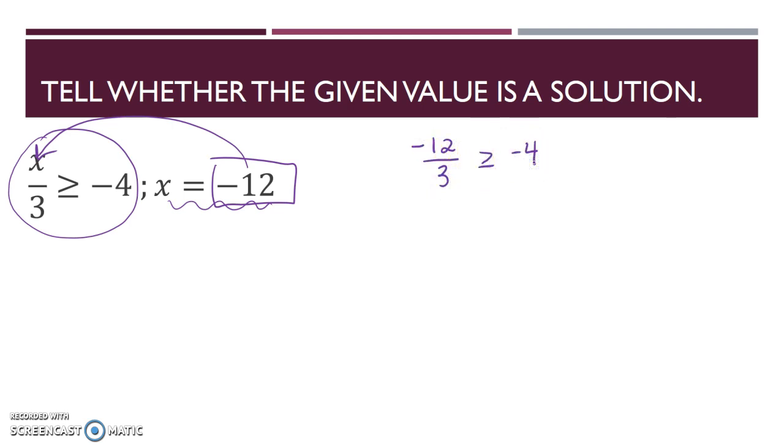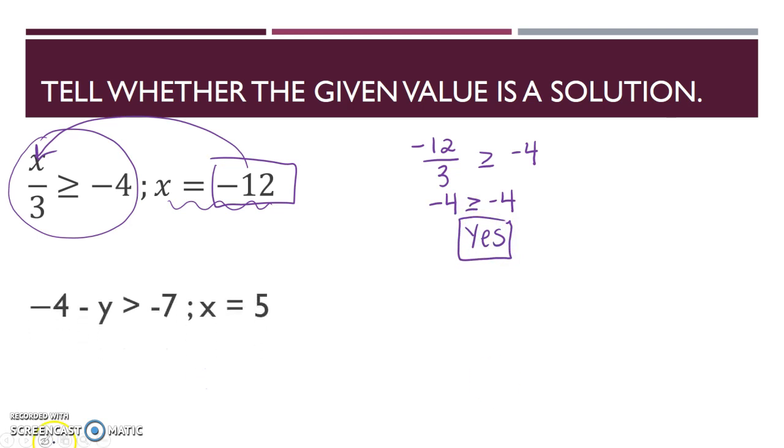Once we have our possible solution plugged in, so I replaced my x with negative 12 since that's what we were given, I actually need to do that math. So negative 12 divided by 3 is negative 4, and then we keep everything the same. Now we have to decide, is negative 4 greater than or equal to negative 4? It's not greater than, but it is equal to. Because that is true, our answer here is yes. x being negative 12 is a possible solution for this inequality.